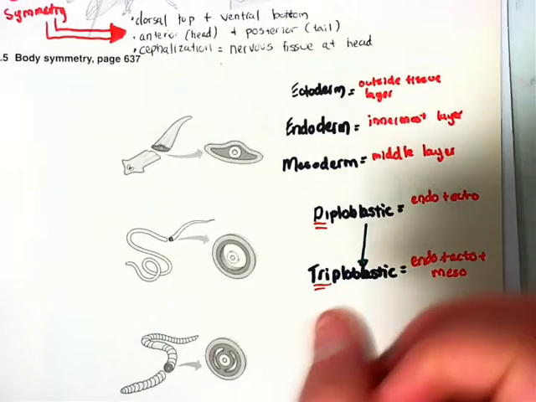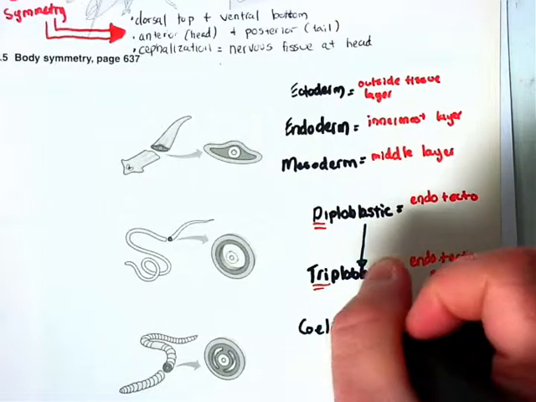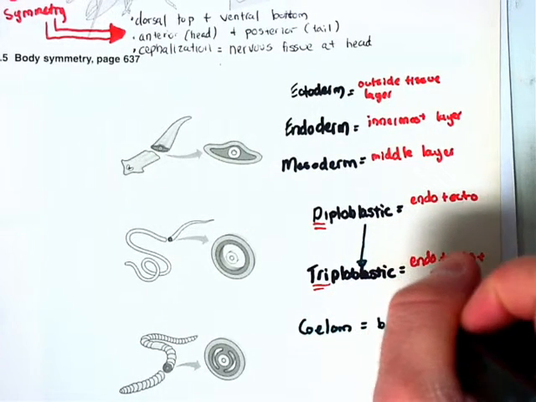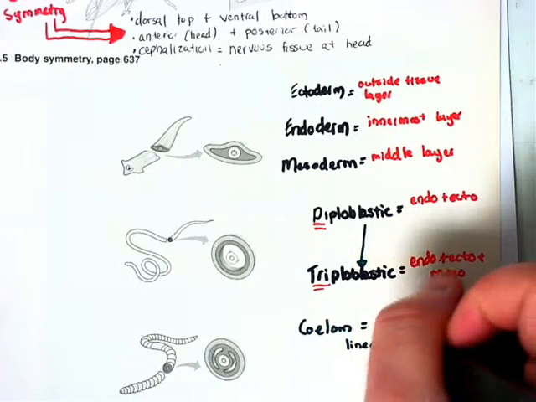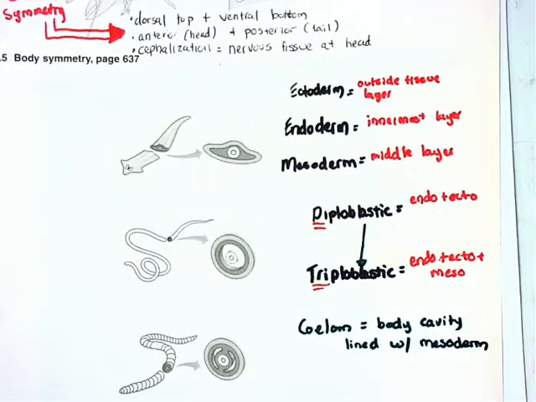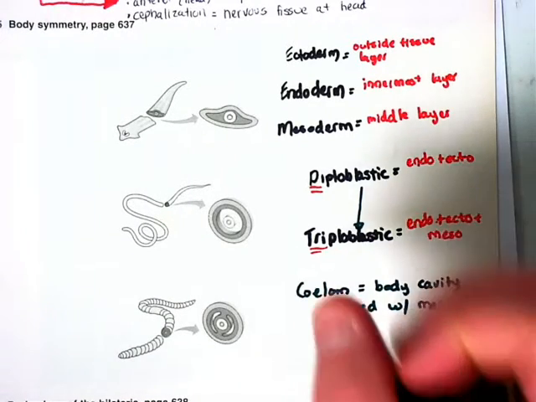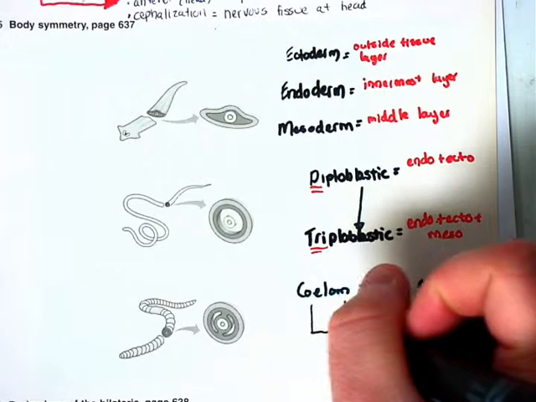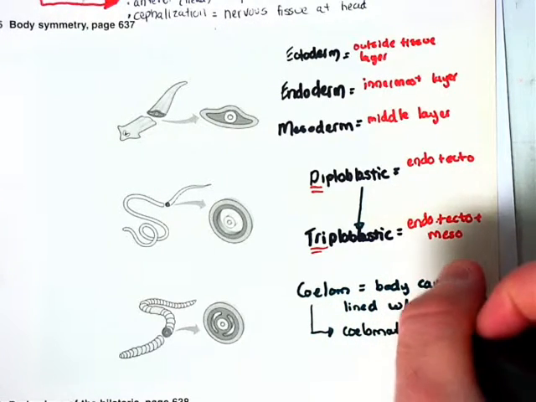And then I want to talk about what a coelom is. This is another term that I want us to write down, a coelom, which is a body cavity that is lined with mesoderm. Coelom, C-O-E-L-O-M. And if an organism contains a coelom, then that organism is called a coelomate. So the coelomate is the organism that has a coelom.